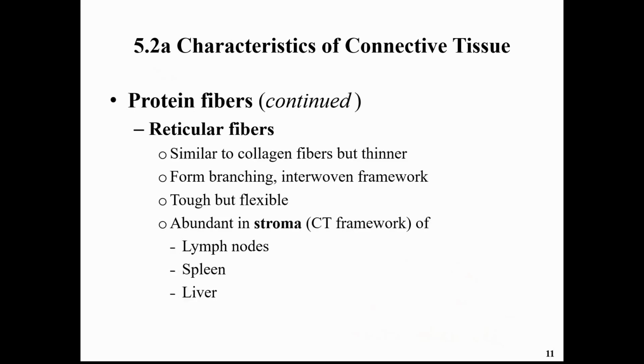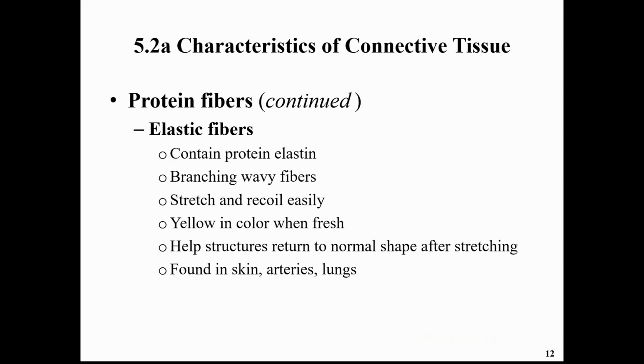Reticular fibers are a lot smaller in diameter to the collagen fibers, and they tend to branch a lot too. They're very tough, but they're flexible. And we find these abundant in the stroma, or the connective tissue framework, of things like lymph nodes and the spleen and the liver.